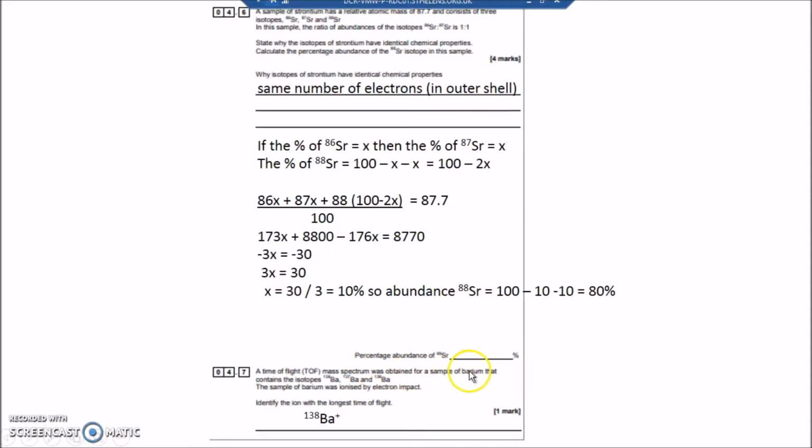A time of flight mass spectrum was obtained for a sample of barium that contains 3 isotopes. Which one would take the longest time of flight? The one that takes the longest time down the tube is the heaviest, so whichever one has the highest mass number, and that's 138 Ba+. It's a plus charged ion, so the atom is made into a plus charged ion so that it can be accelerated along the tube.